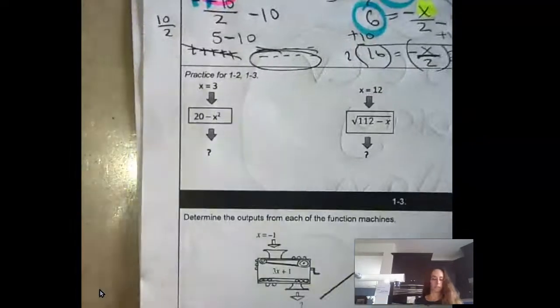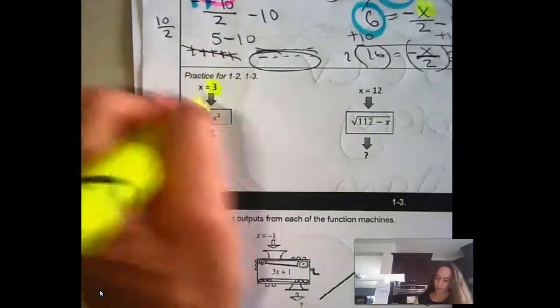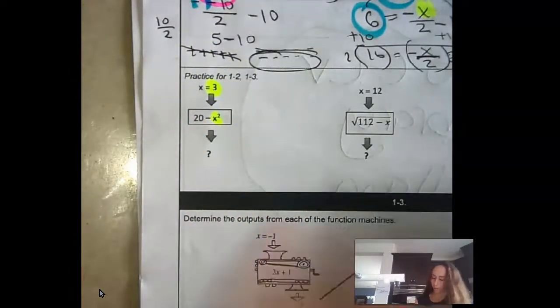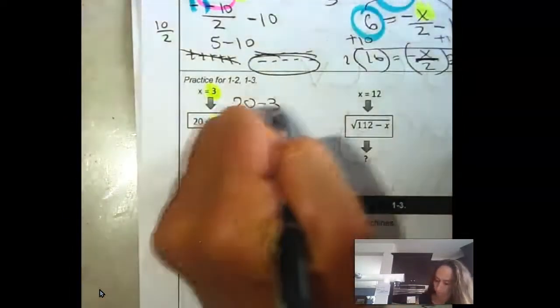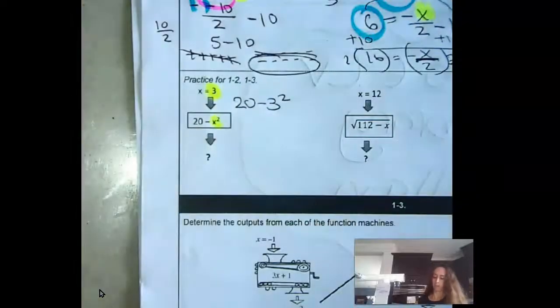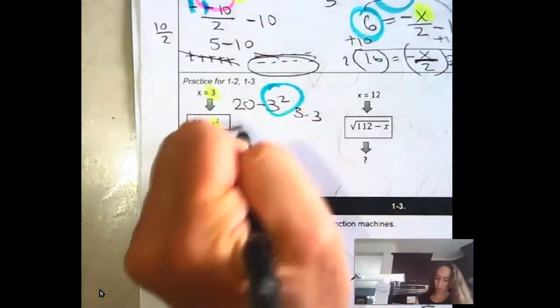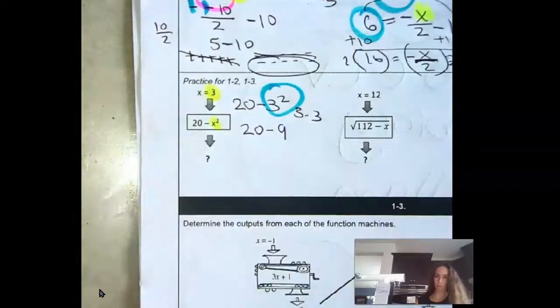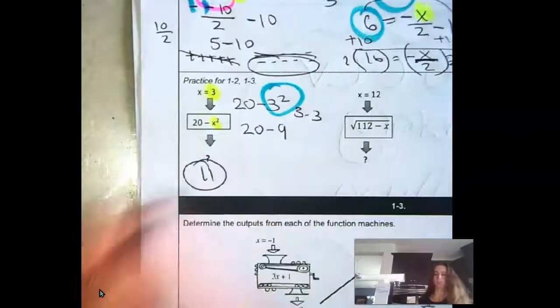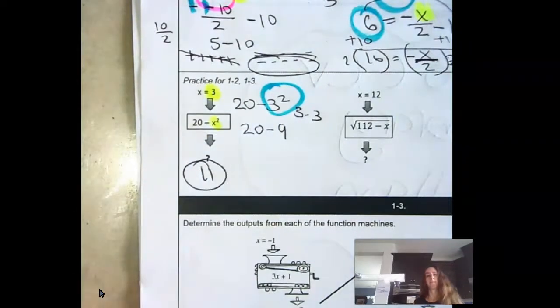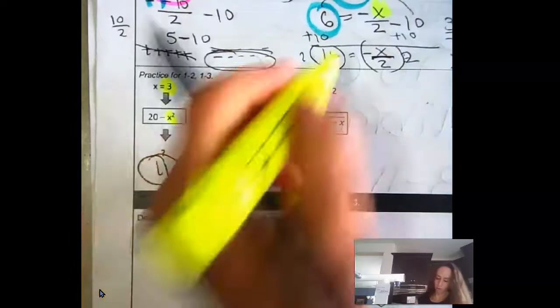All right, let's practice these. Plug in 3. That's my input. Let's find the output. Based on PEMDAS, do this first. 3 times 3. 20 minus 9 is 11. Let's go to the next one.